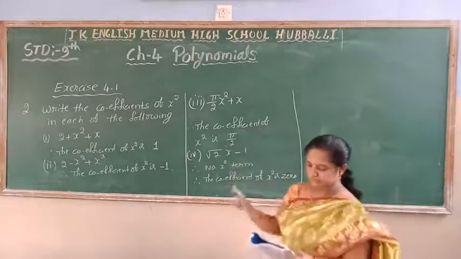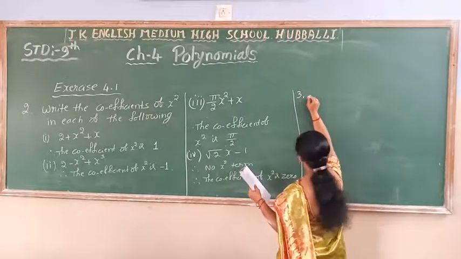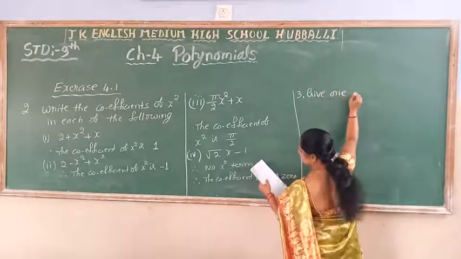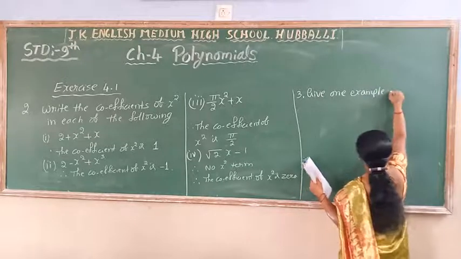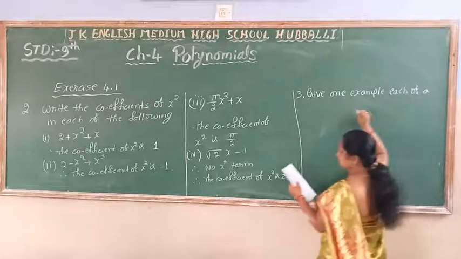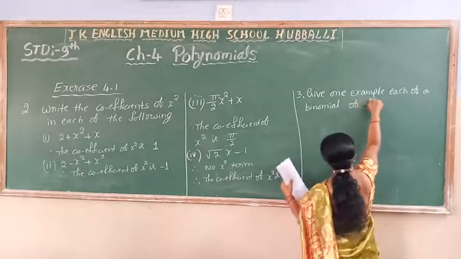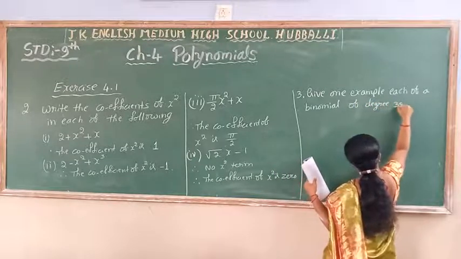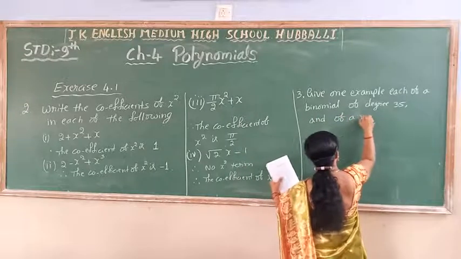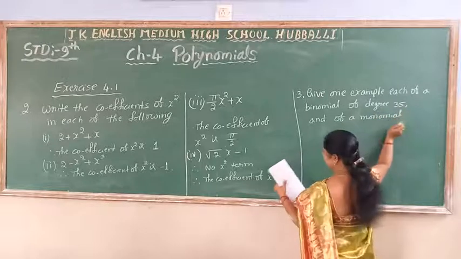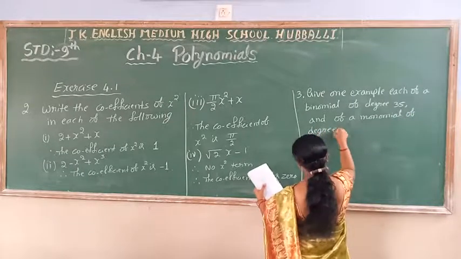Write down. And third main question is: give one example each of a binomial of degree 35 and of a monomial of degree 100.